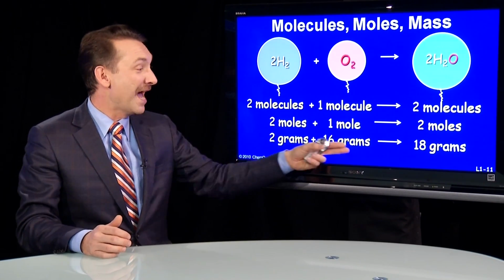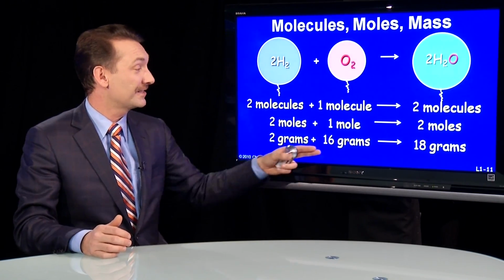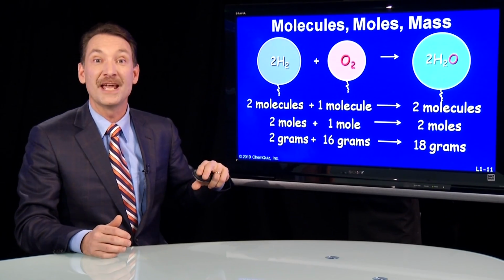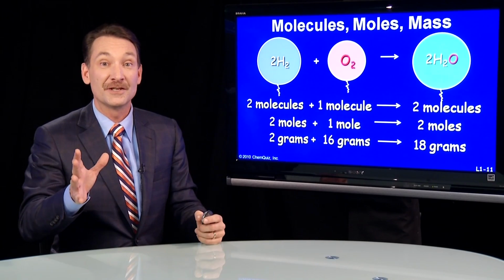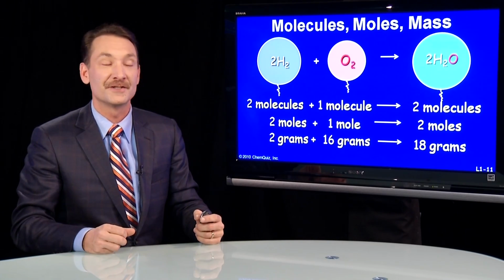And you can see that the mass is conserved. The mass on this side, 16 grams and 2 grams, gives me 18, and I make 18 grams of water. Mass will always be conserved in these general chemistry kind of reactions.